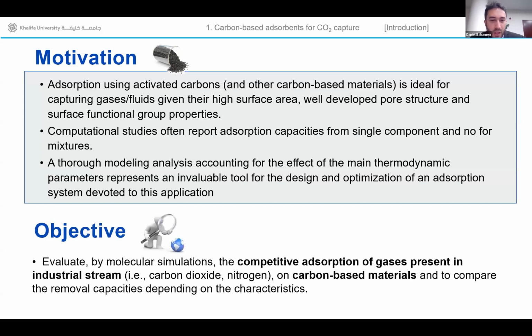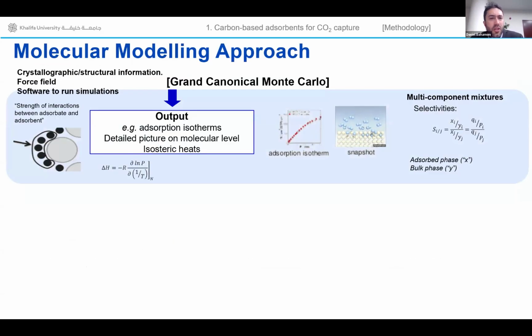And of course, you can get additional features from the molecular simulations perspective. So the idea is to evaluate, with these molecular simulations, the competitive adsorption of these gases which are present in industrial streams, like carbon dioxide and nitrogen mostly. We'll explain basically these two gases for the moment, and compare the capacities depending on the characteristics. The methodology is clear, no?